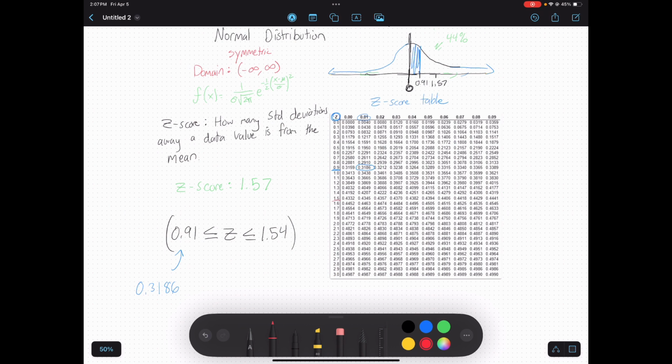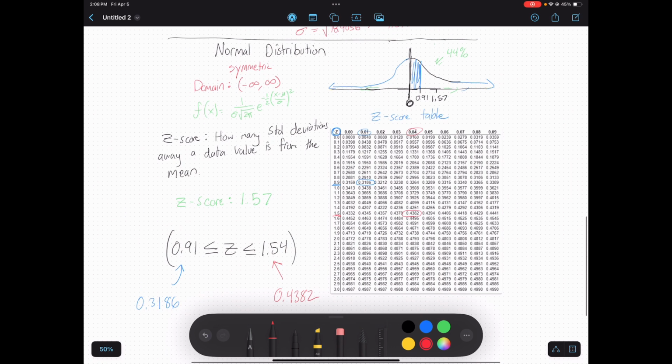So 1.5 and then a hundredths place of 4. That leaves me with this one. So I get 0.4382. So that means if I find this area from 0 to 1.54, I get 0.4382. But we want the region in between these two z-scores. How can I find that?